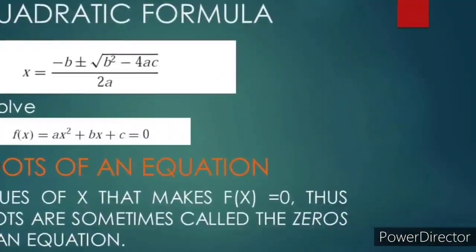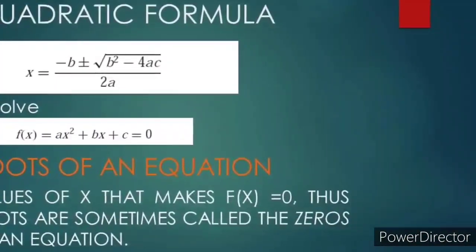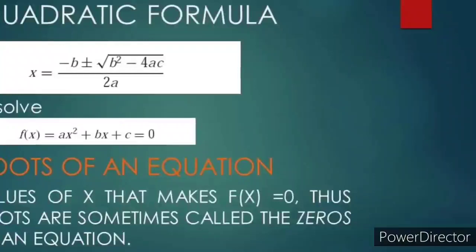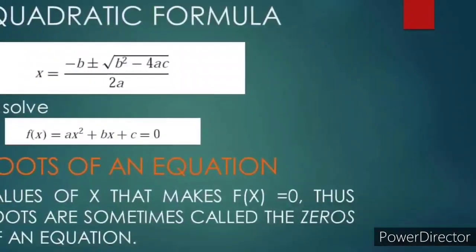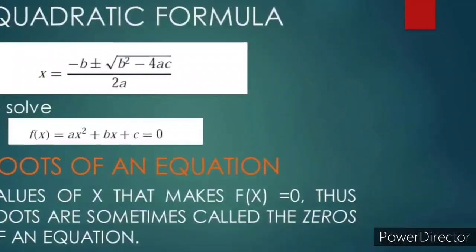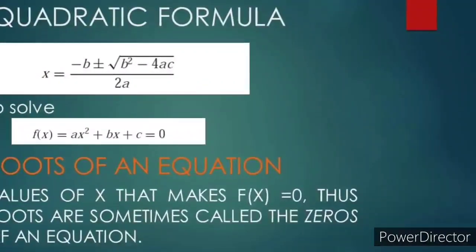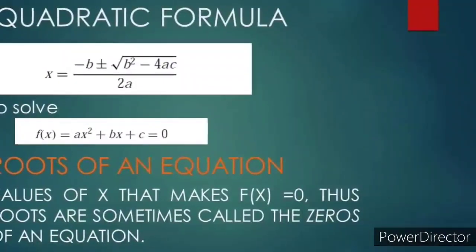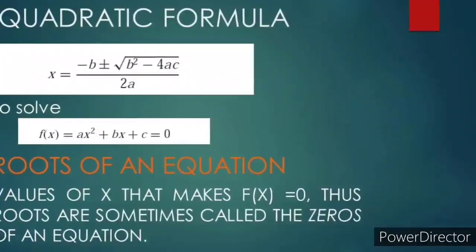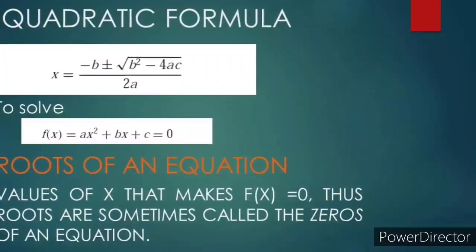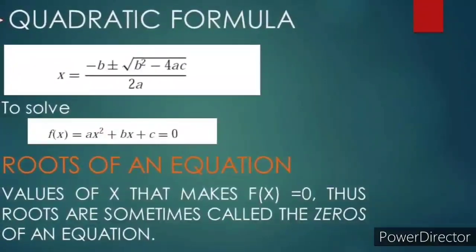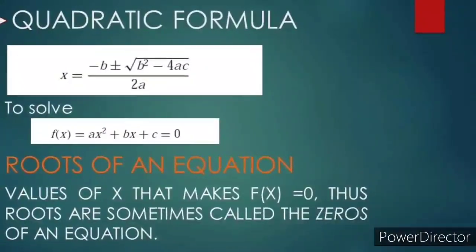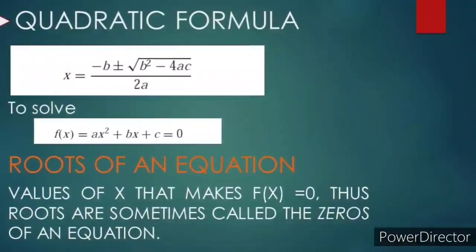First is the quadratic formula. x is equal to negative b plus or minus the square root of b squared minus 4ac, all over 2a, to solve f(x) = ax² + bx + c = 0. The root of an equation is the value of x that makes f(x) equal to 0. Thus, roots are sometimes called the zeros of an equation.